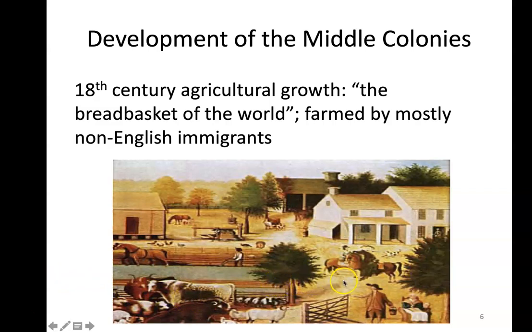Okay, this might be a typical setup here. And this is a large farm by those standards back in the 18th century. You see all these houses in other areas and livestock here. And this is what life was like if you were relatively well off in the middle colonies during the 18th century.